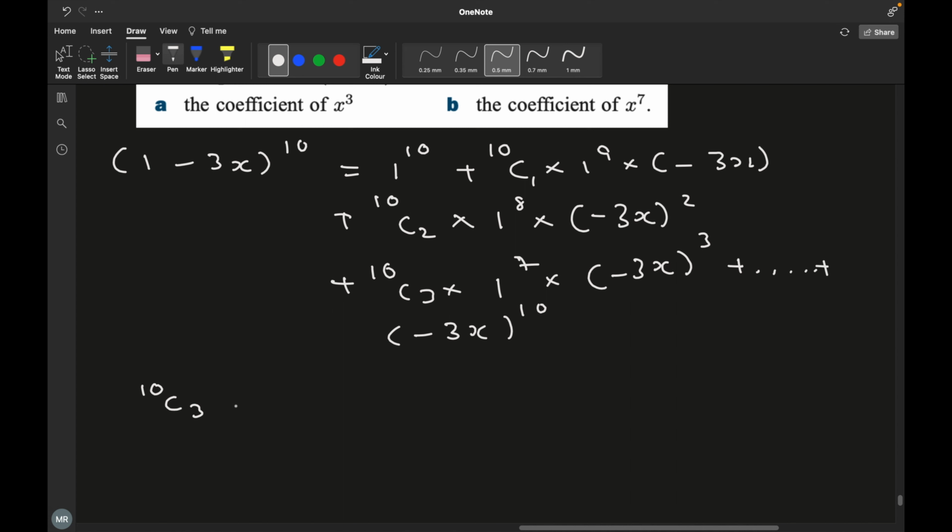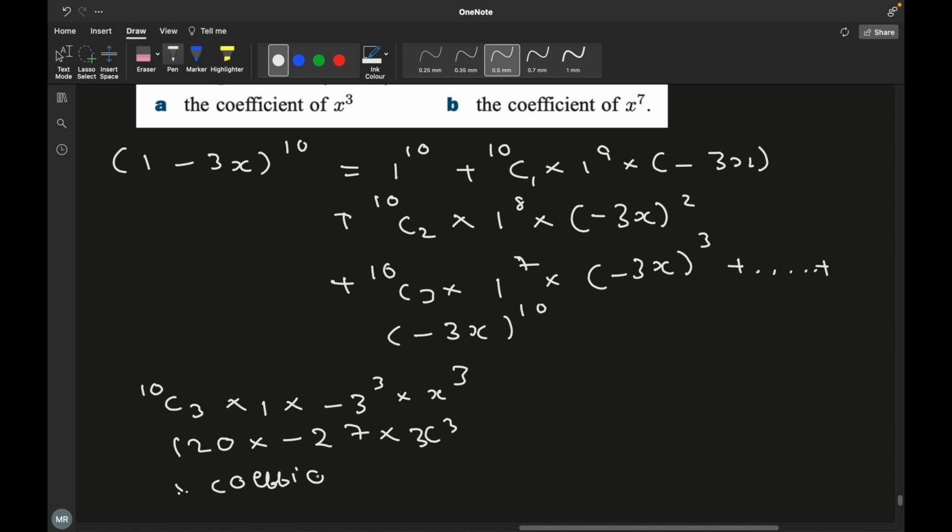This would be the x cubed term. Let's write this out. We can work out 10C3, it's 120, into negative 27 into x cubed. Therefore, the coefficient is negative 3240. That's the answer.